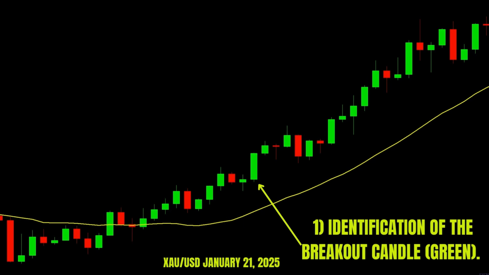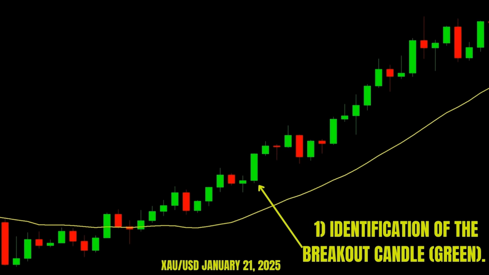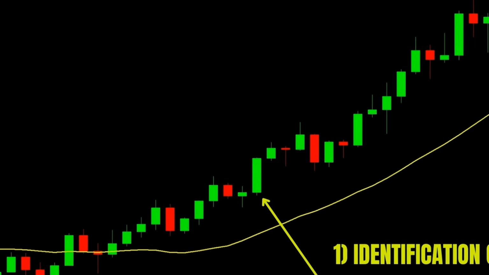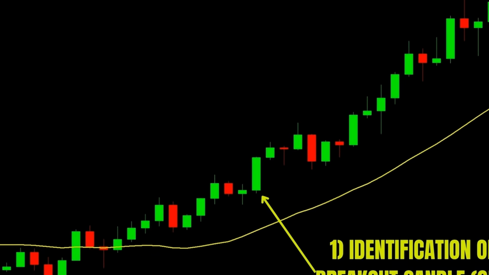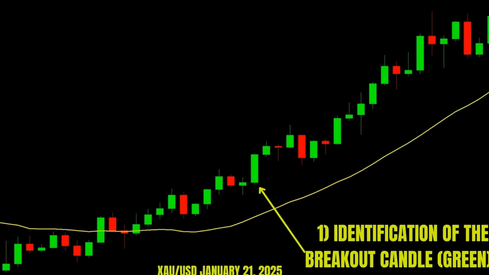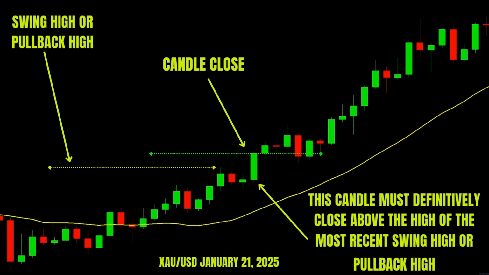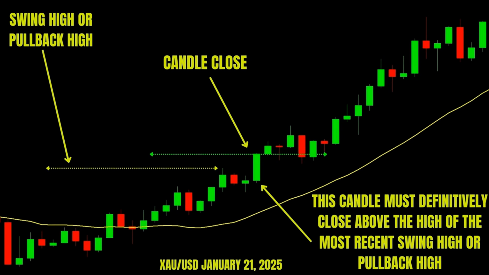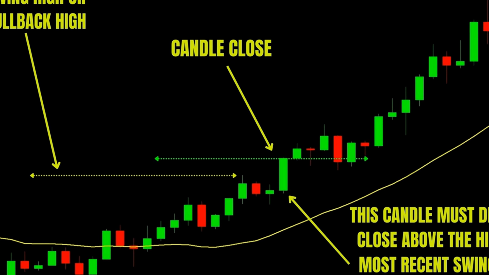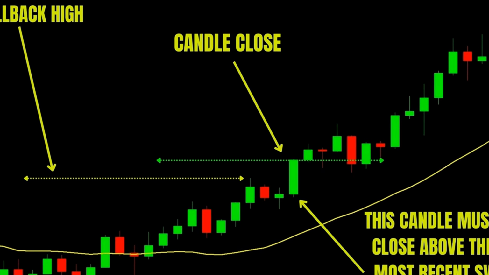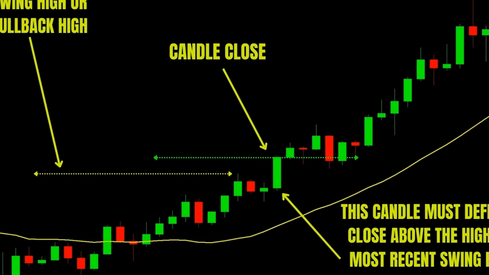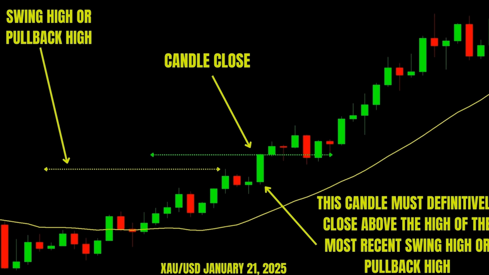The first step is to locate our breakout candle. It must be a strong bullish candle, meaning it must close green. This candle on January 21st, 2025, signals the potential start of a new impulse. Now for rule number 1. The candle's close must definitively break and hold above the high of the most recent market structure, what we call the swing high or pullback high.